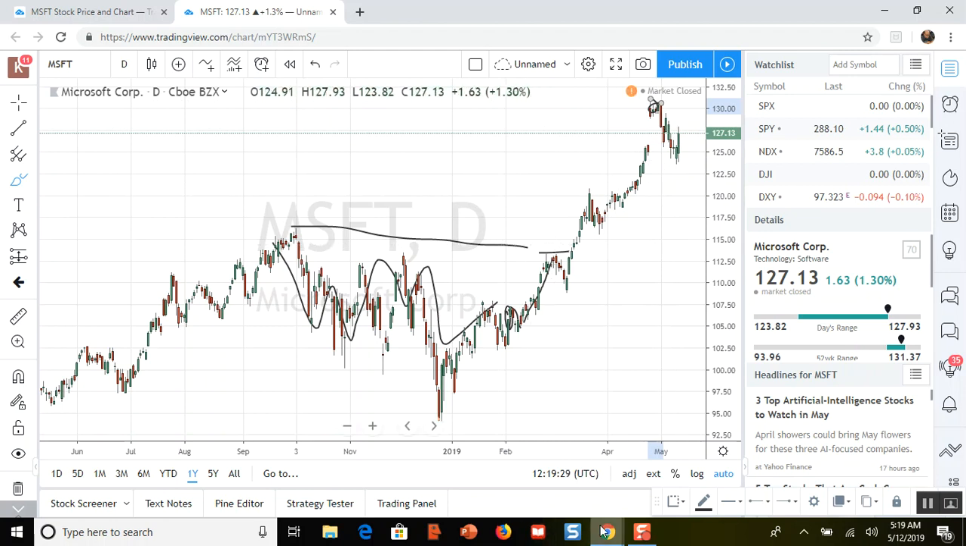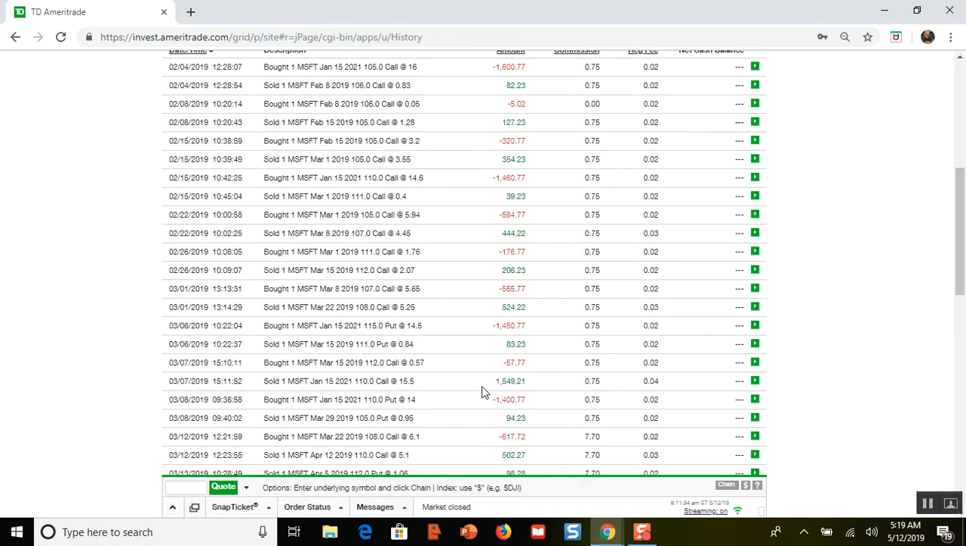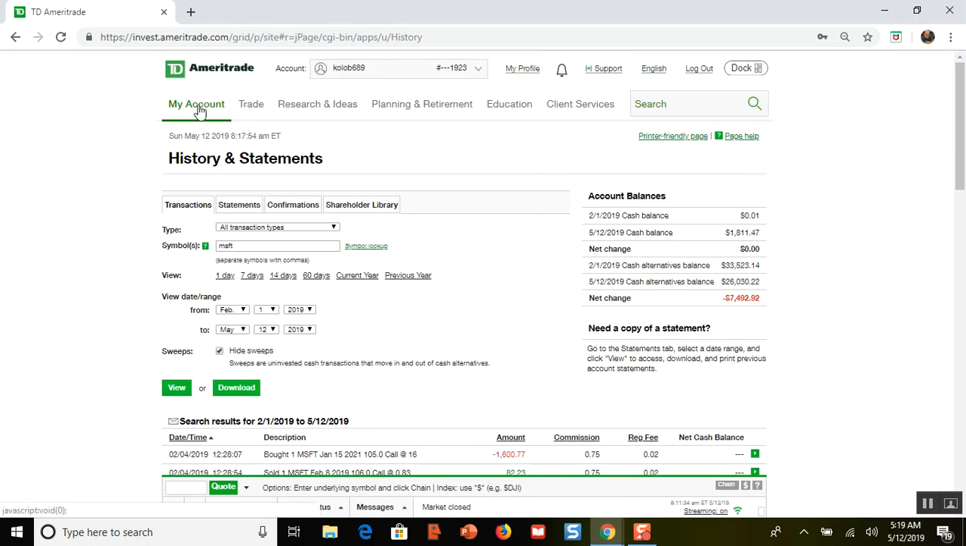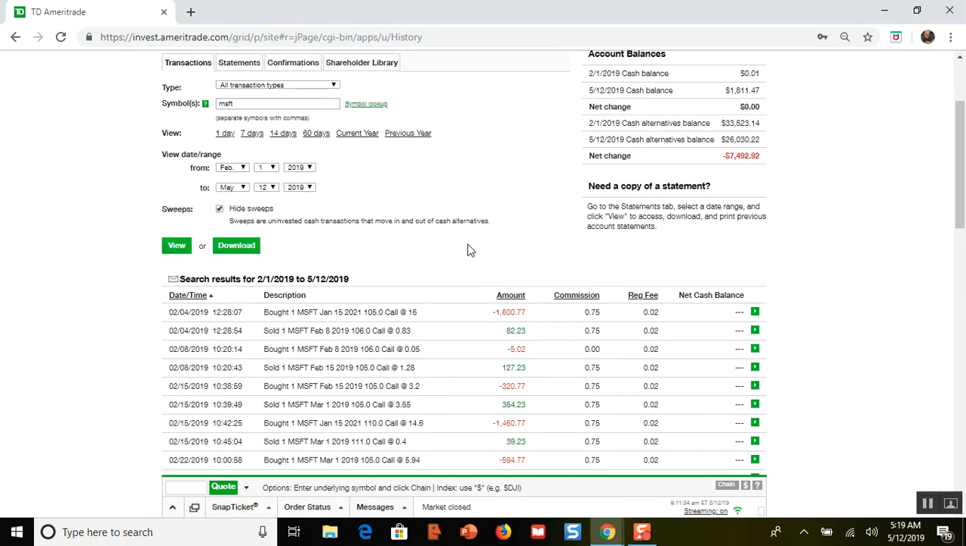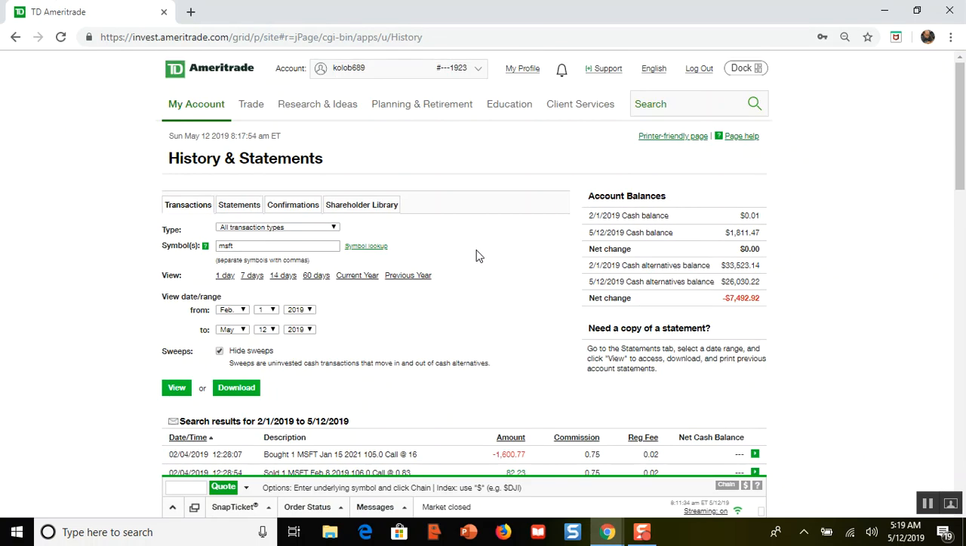Now, here is the key ingredient that I really want to bring home here. When you start trading option spreads, you're buying calls and selling calls, or you're buying puts and selling puts.